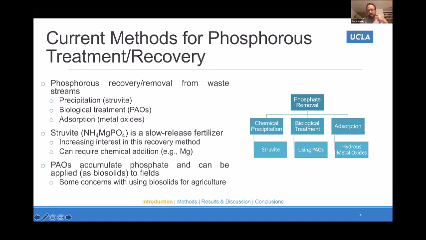Traditional ways of removing phosphorus from wastewater include things like polyphosphate accumulating organisms. So this is during the activated sludge process. You can accumulate phosphorus in bacteria. You can then collect that bacteria in the sedimentation step and apply it to fields as biosolids. But again, there's some concerns with using biosolids for agriculture. It's not 100% common to do that everywhere.